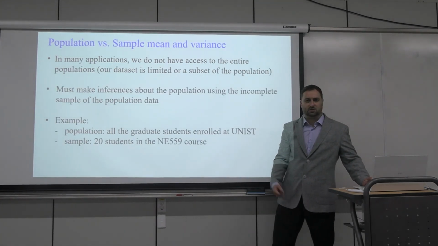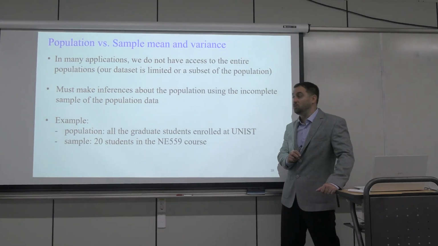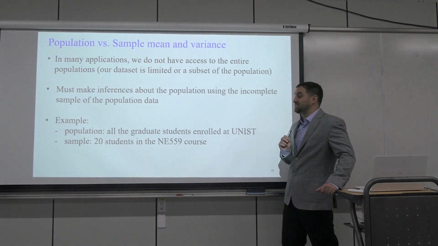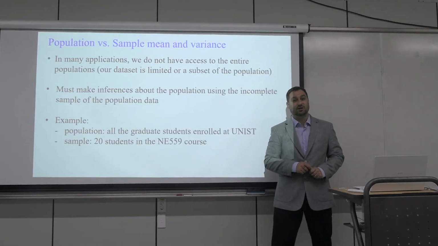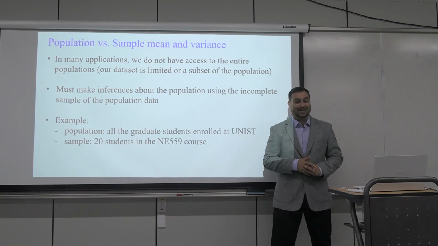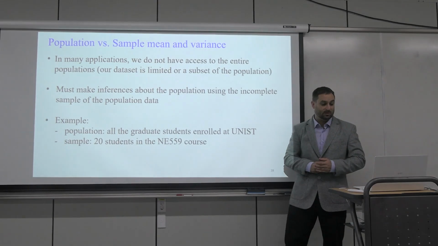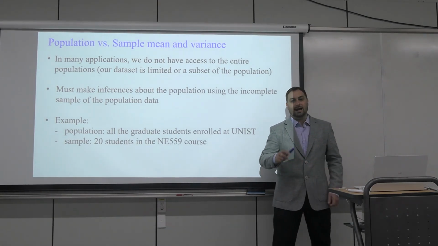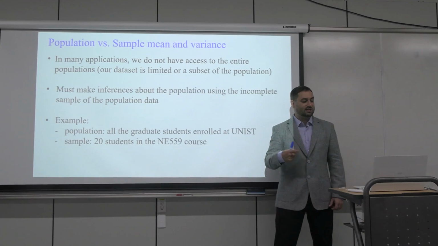Okay, now this is the first important concept. The previous 2 slides should have been reviewed. So population versus sample mean and variance. In many applications, we do not have access to the entire population. And so our data set is limited to a subset of the population. We call this a sample. We must make inferences about the population using the incomplete sample of the population data.